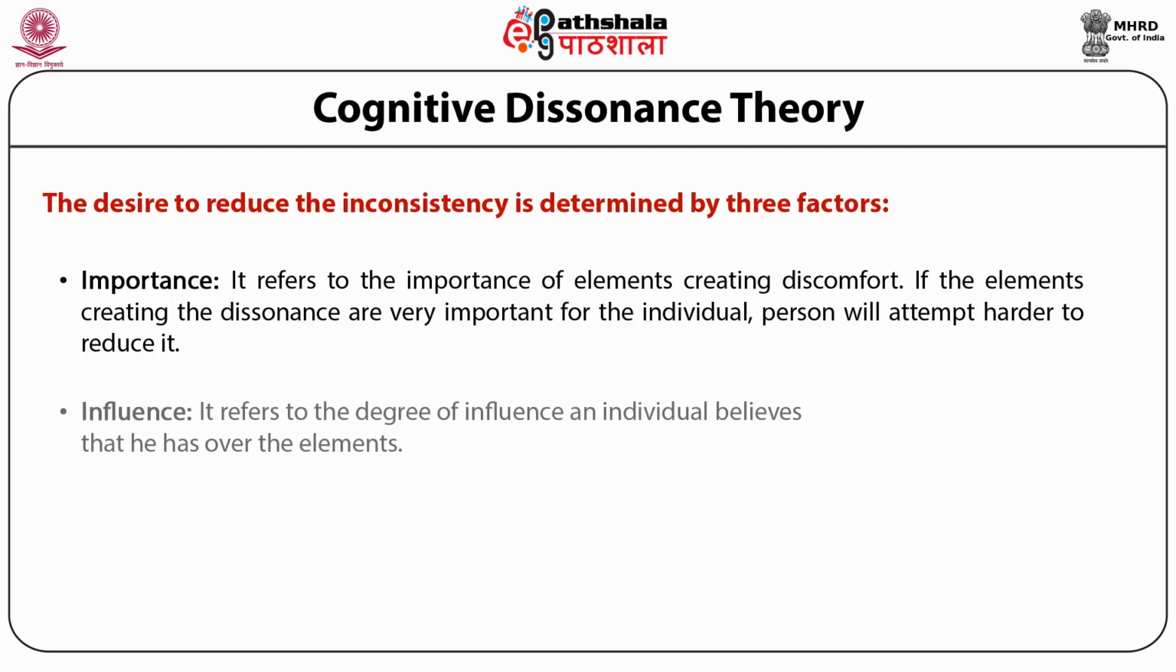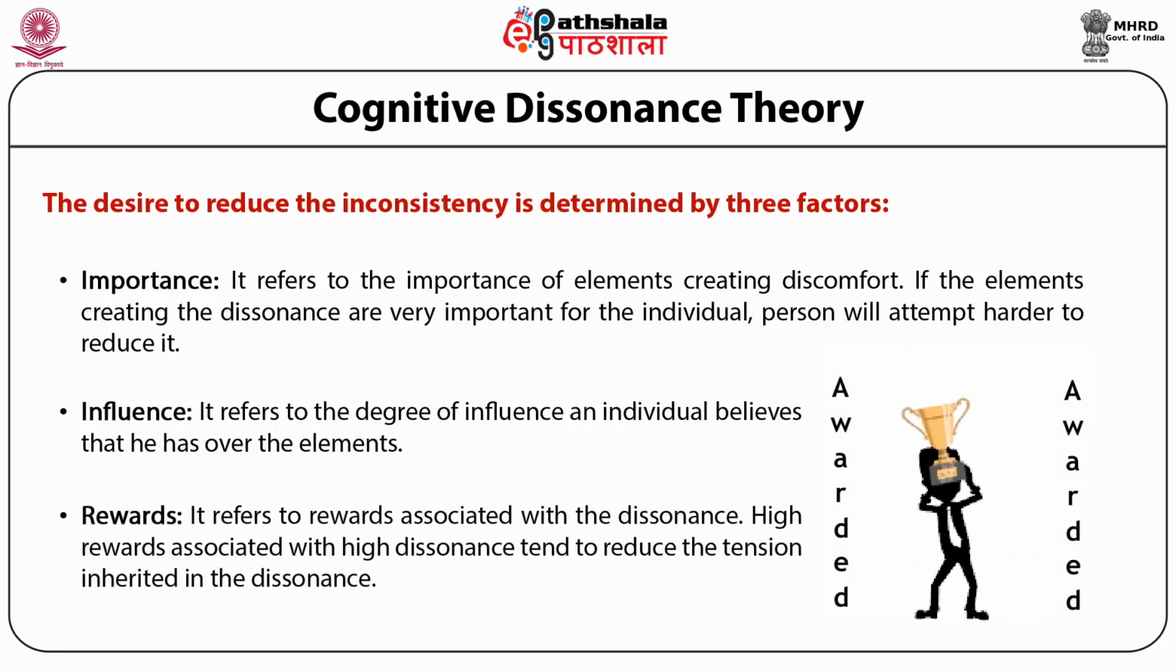Second factor is influence. It refers to the degree of influence an individual believes that he has over the elements. If the individual perceives that dissonance is due to the factors which are under his control, he will try to reduce it. But if he believes that dissonance is beyond his control, he will be less likely to reduce dissonance. The third factor is rewards. It refers to the rewards associated with the dissonance. High rewards associated with high dissonance tend to reduce the tension inherited in the dissonance.